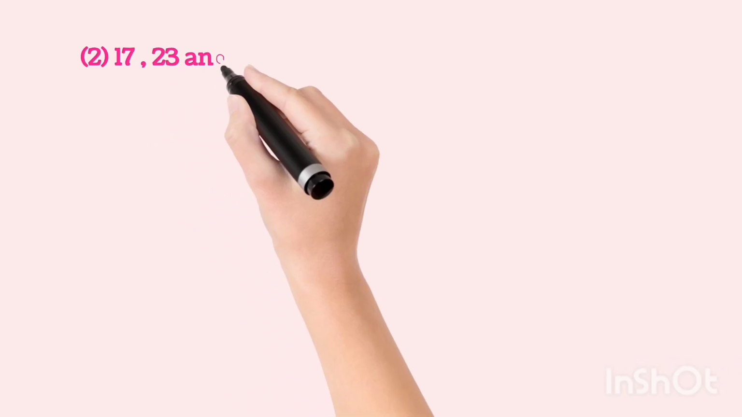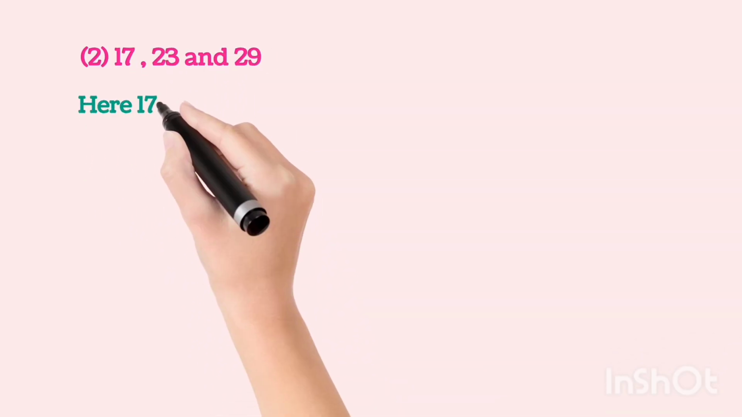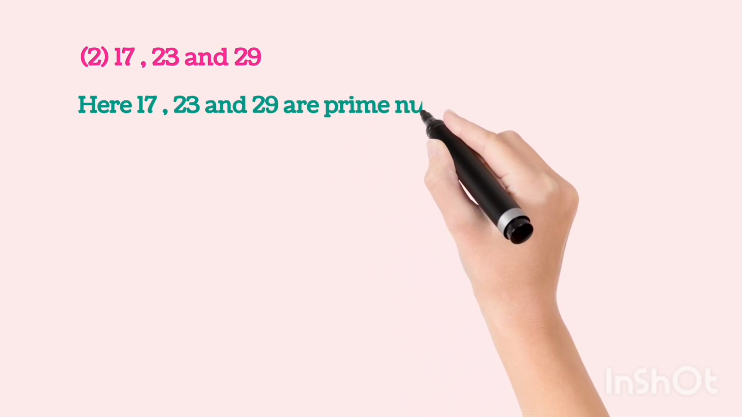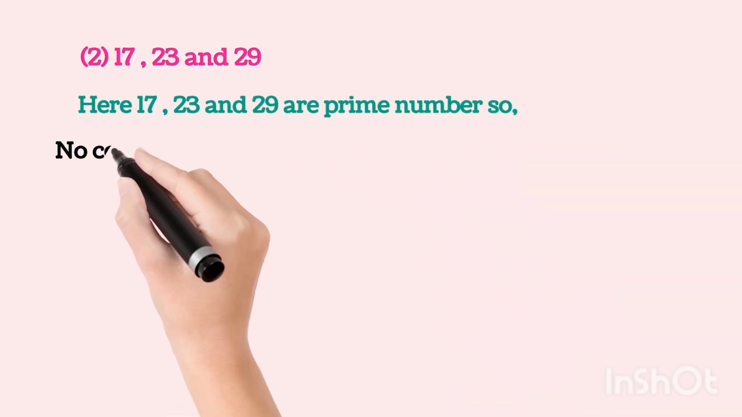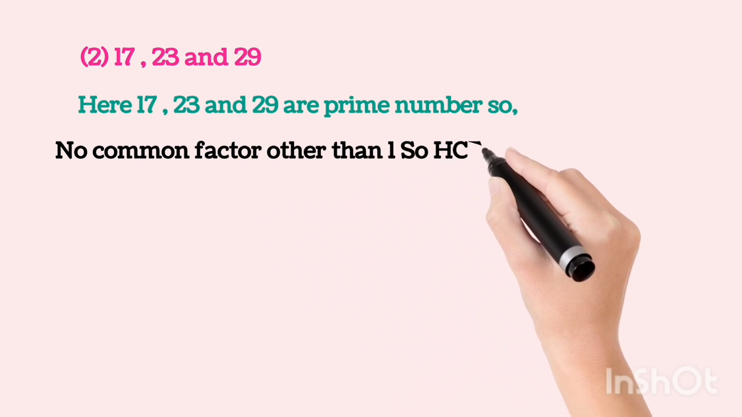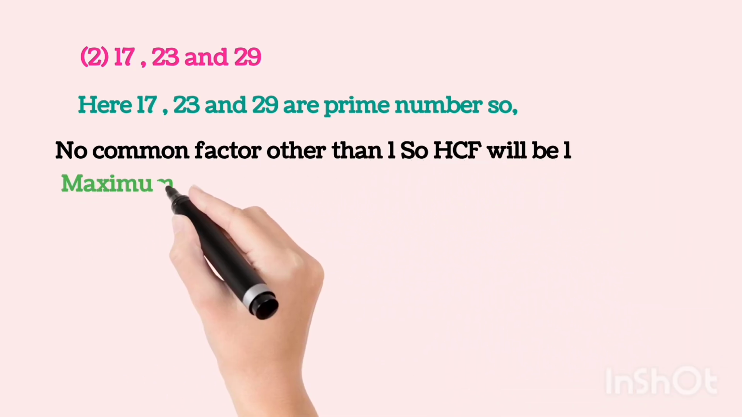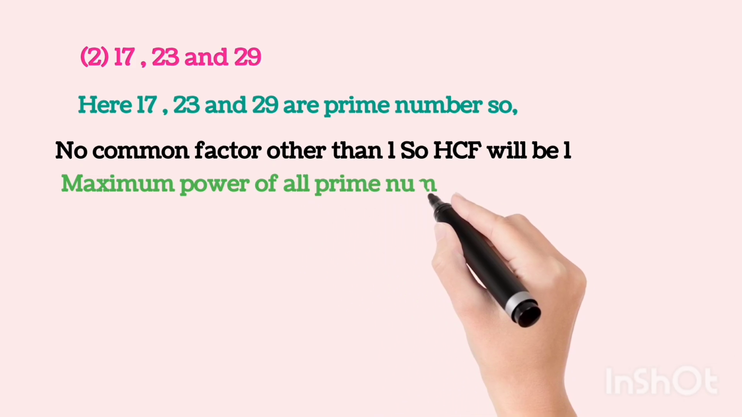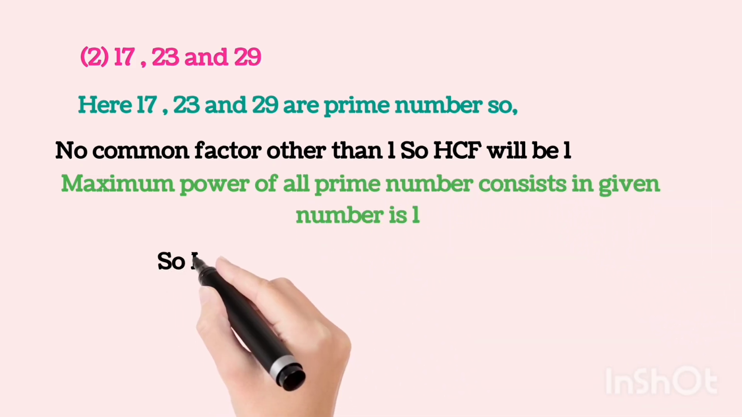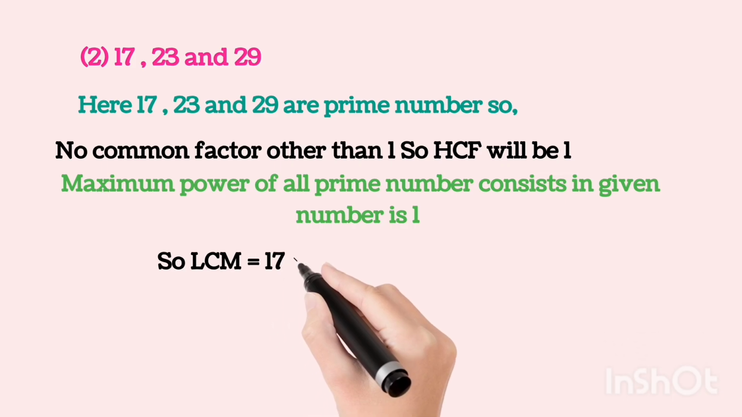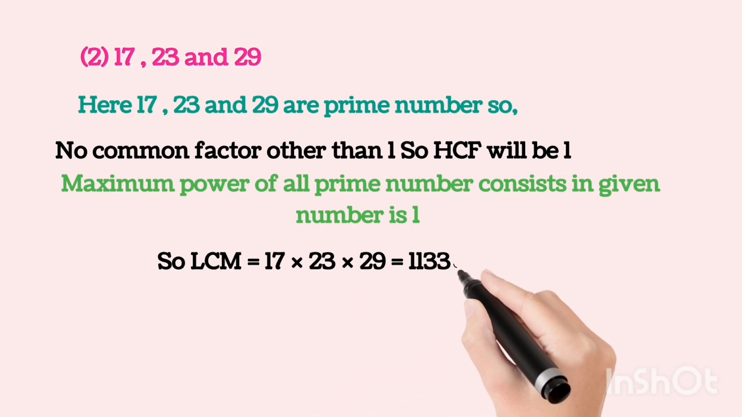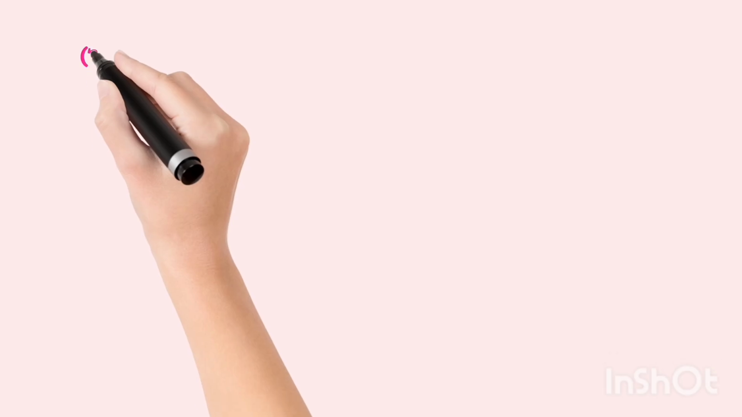Now the next question: 7, 23 and 29. Here 7, 23 and 29 are prime numbers, so there is no common factor other than 1. So HCF will be 1. The maximum power of all prime numbers in the given numbers is 1. So LCM is equal to 7 into 23 into 29, which is equal to 4669.